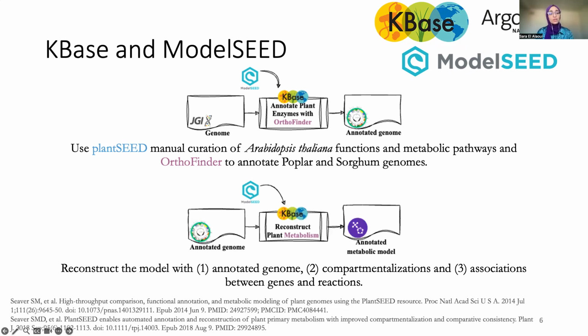And then we use reconstruct plant metabolism. Once we have this annotated genome, we can reconstruct the model with the annotated genome, compartmentalization, and associations between genes and reactions. And these are really important in integrating data that is specific to genes to an enzyme complex and hence to reactions. These apps are readily available on KBase, the platform, and they've been published in the papers that are cited here, but we've been adding a lot of enhancements to these, and that will be published sometime soon.